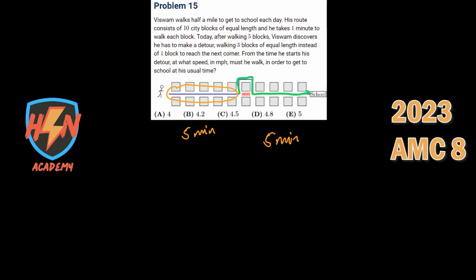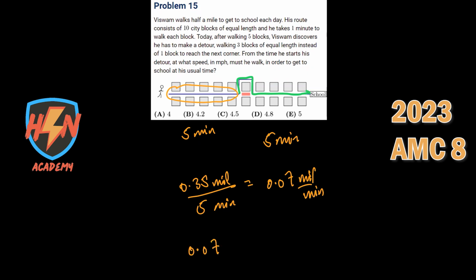How long is that? That is 7 blocks. Each block is 0.05 miles. That means the distance is 0.35 miles. So speed is distance over time. So we get the speed to be 0.07 miles per minute. Now they want the answer to be in miles per hour, so we multiply that by 60 minutes, and that gives us 4.2 miles per hour. So the answer is B.